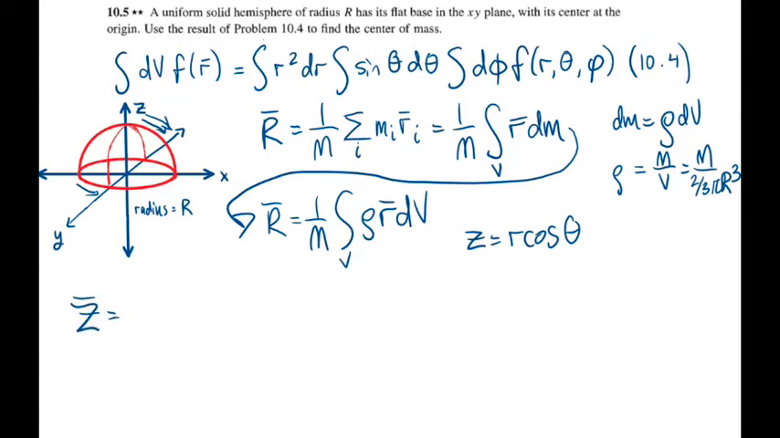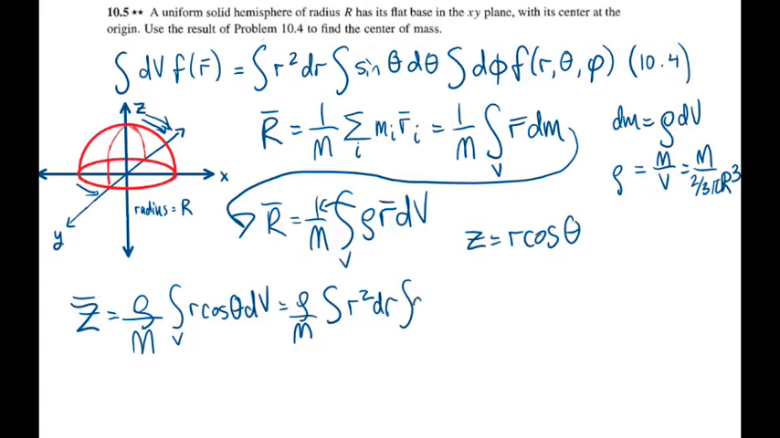Z will be, let's pull the rho out, sorry. Z will be equal to rho over m times the integral over volume of z dv, which is r cosine theta dv. Now we'll use the result of 10.4 to put that in spherical coordinates. So it'll be rho over m integral of r squared dr sine theta d theta d phi, and then the function is just z, r cosine theta.